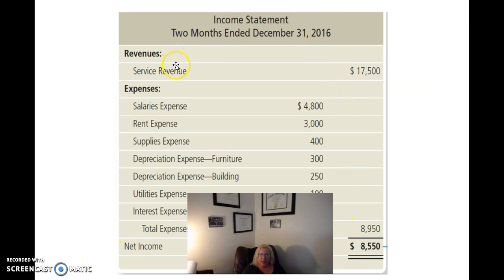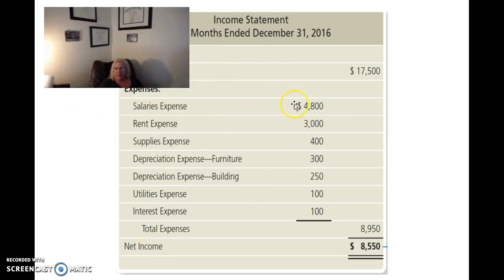Okay, so let's take a quick look at an income statement. This one is for 2 months ending December 31st, 2016. And we're going to start with our revenue here. And here they have service revenue of $17,500. And then we've simply listed out all of our expenses and we've added them together. Total expenses, $8,950. We subtract that from our service revenue figure and we get net income of $8,550.